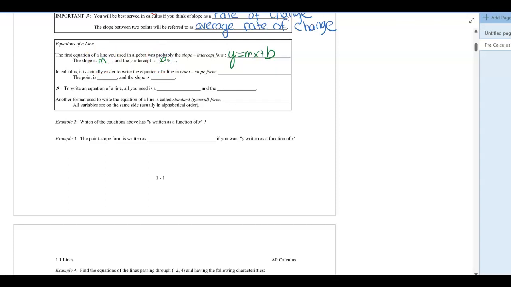In calculus, it's actually easier most of the time to go with the point-slope form, which we talked a lot about last year in pre-calculus, which is that y minus y sub 1 is equal to m times the quantity of x minus x sub 1, where the point is x sub 1 comma y sub 1, and the slope is still m, just like slope-intercept form. And to write an equation of a line, all you need is the point and the slope.